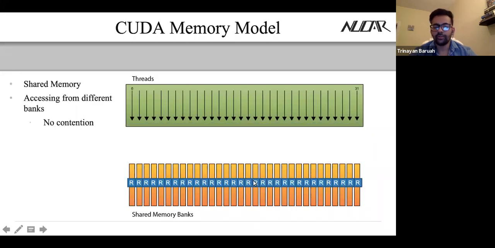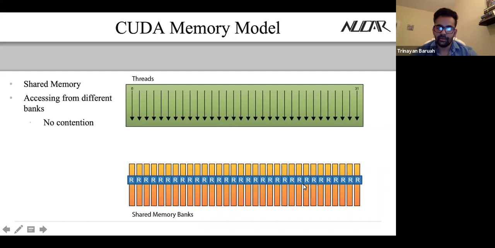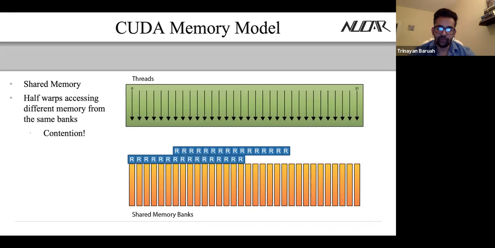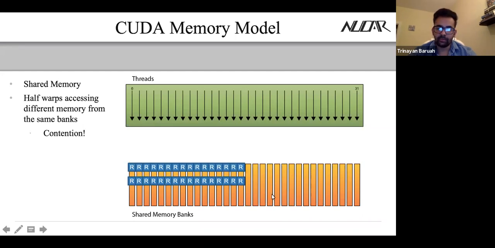See, all of these would get serviced in parallel. But now, with threads conflicting for the same bank, we have this problem, right? These two accesses will serialize. So previously it would take like 2 cycles. Now it's 4 cycles.